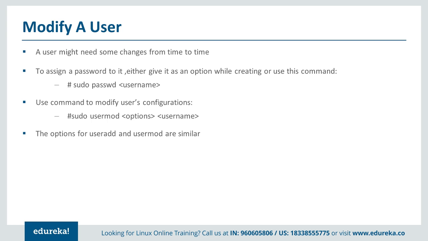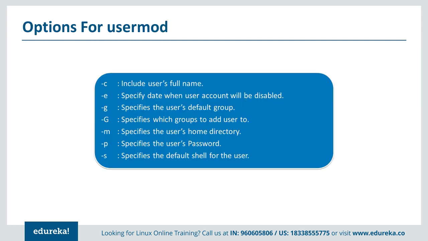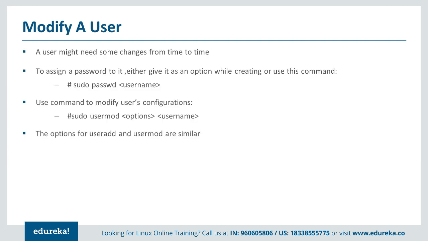Use commands to modify the configuration. sudo usermod will modify the user, and then there are different options. For example, if you want to modify the date when the account will be disabled, we have seen that -e is there. For group, -g is there. For home directory, -m is there. So we can also do that. We can use usermod -p and change the password, usermod -g and change the group. So these things are also possible.